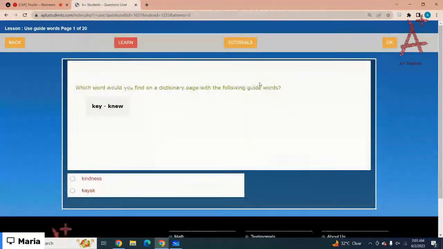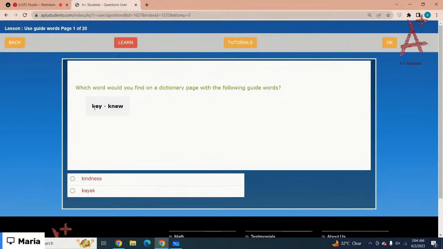Got it? Okay, which word would you find on a dictionary page with the following guide words? Key and new. Basically, they are the guide words. Key and new, they are the guide words. So you're going to find the word that is between these guide words. Got it? So which word is it? Kindness or kayak?